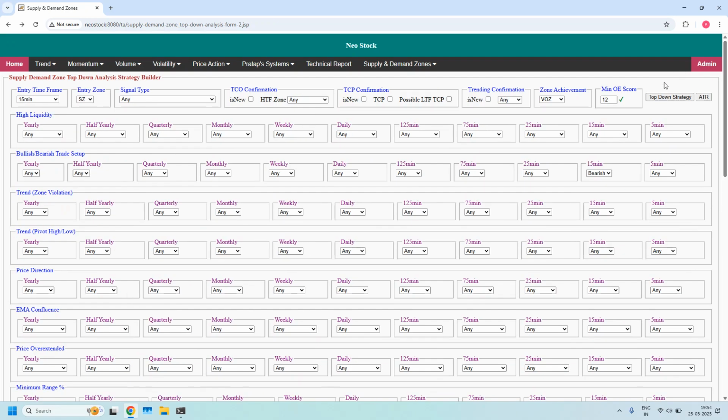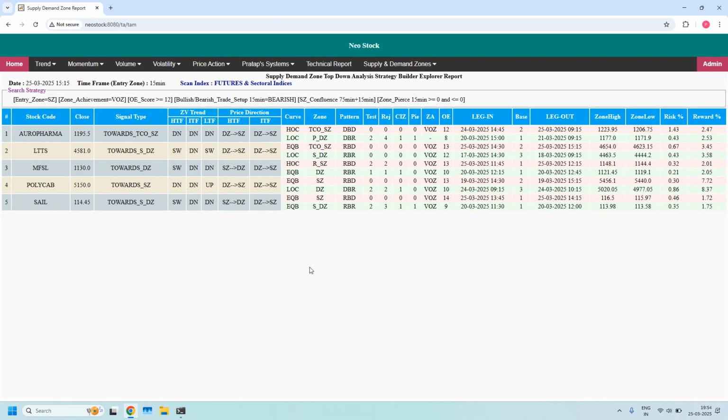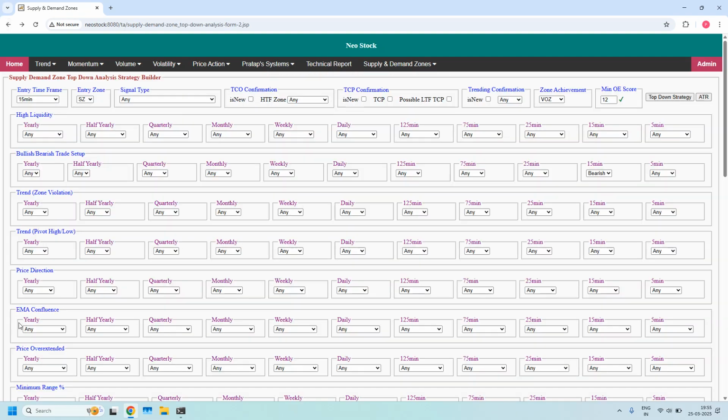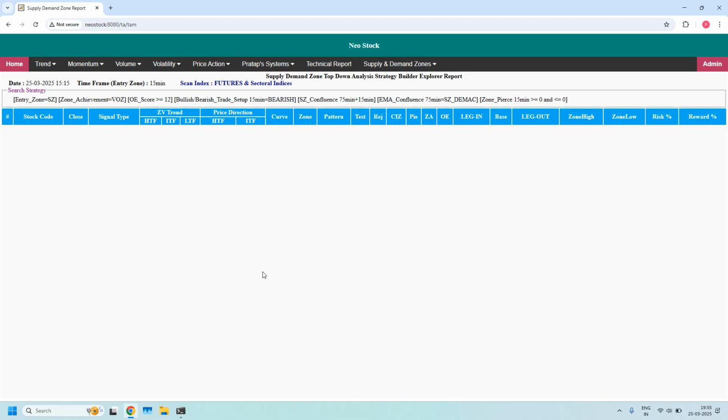So with this filter, we got all the 5 stocks. That means in all the 5 stocks, these 15-minute supply zones are overlapped with 75-minute supply zone. And also 75-minute trend, ITF trend, is down in all the stocks. If the 75-minute supply zones are having daily EMA confluence, probably those stocks might be having more high probability to get success. Let's verify. EMA confluence at 75 minutes time frame, I am checking 75 minutes supply zone having daily EMA confluence. So with this filter, we did not get any stocks.